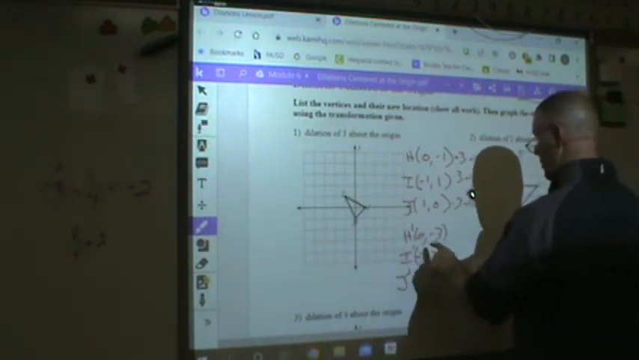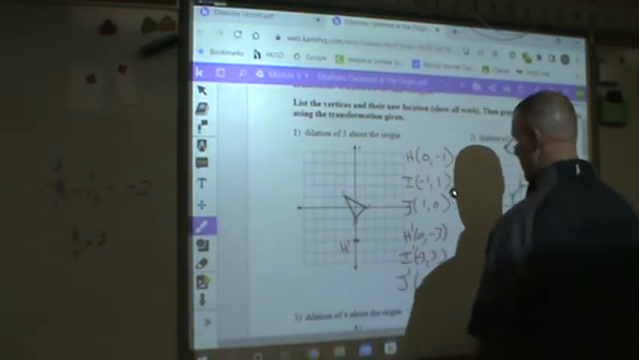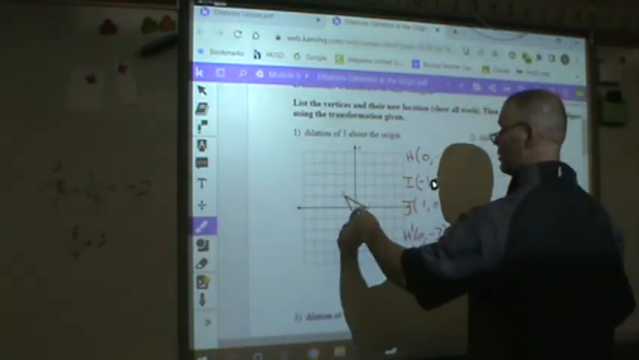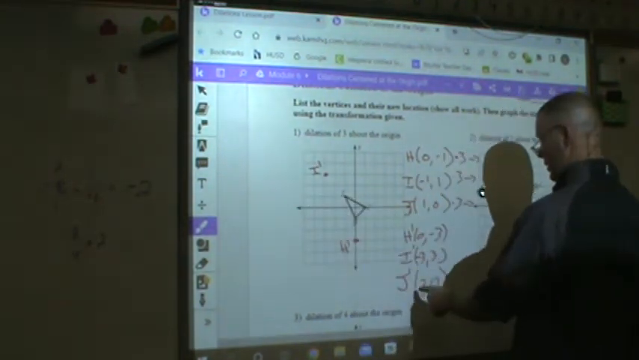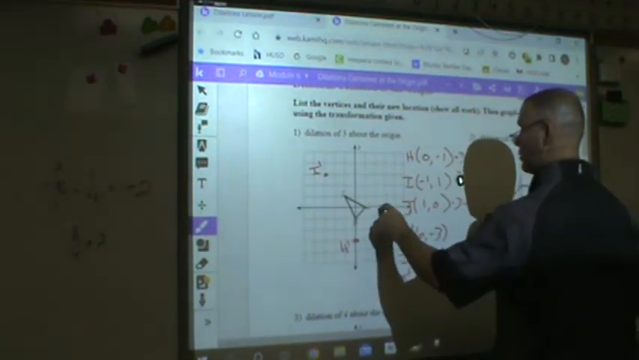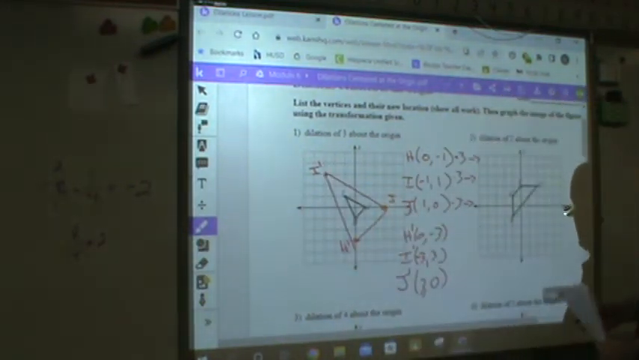So, label it. 0 and -3, H prime. -3, +3, I prime. 3 and 0, J prime. Connect the dots. Done. Figure blew up by 3.